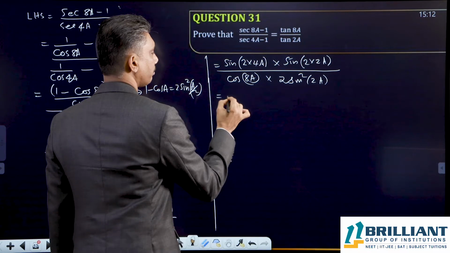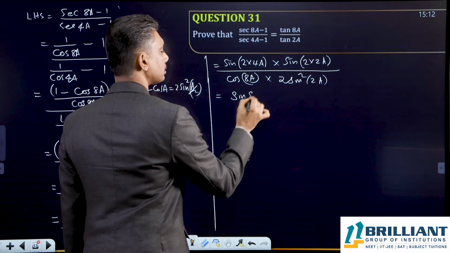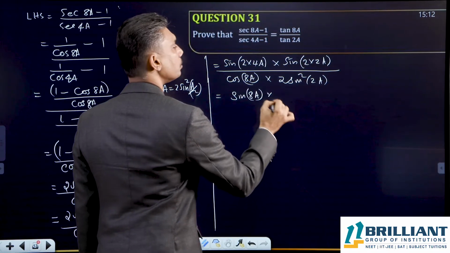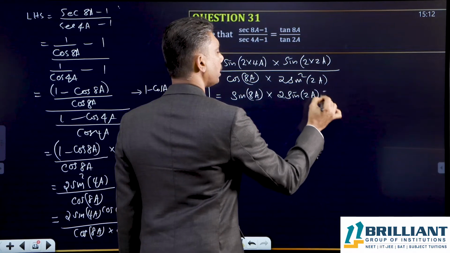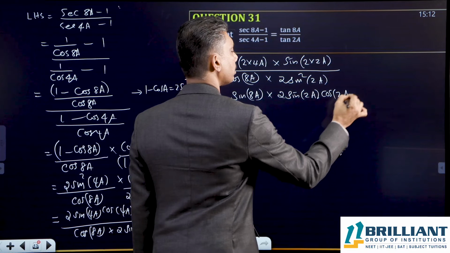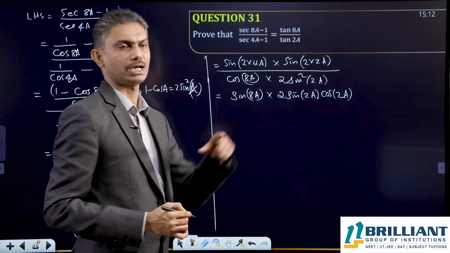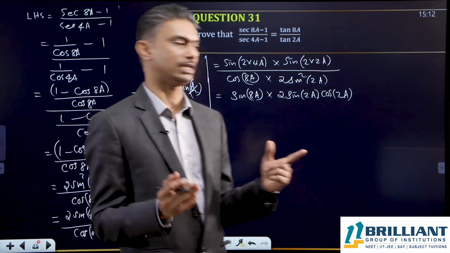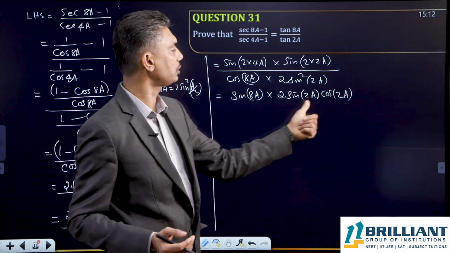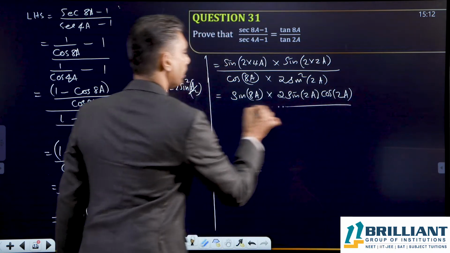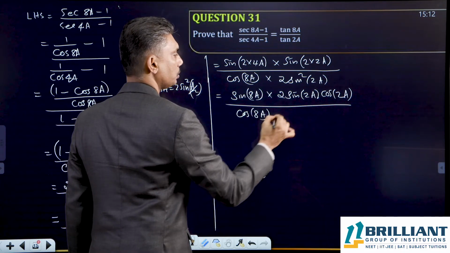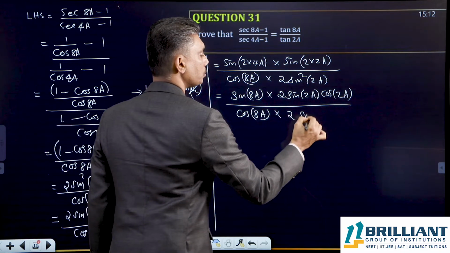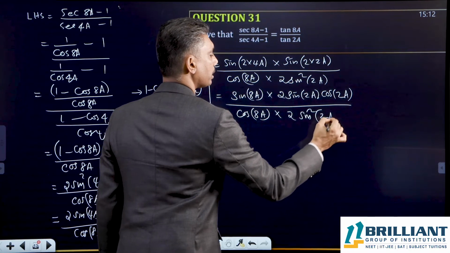Now, this is nothing but sin 8a into 2 sin 2a into cos 2a, because sin 2 theta, what is sin 2 theta? 2 sin theta cos theta. So, sin 2 into 2a is 2 sin 2a into cos 2a, by cos 8a into 2 sin square 2a.